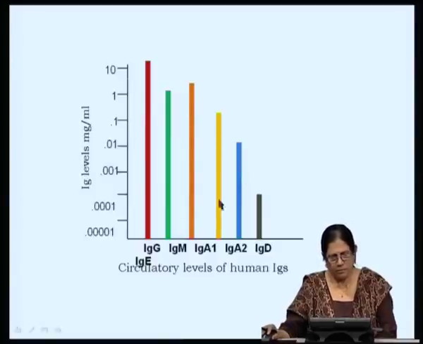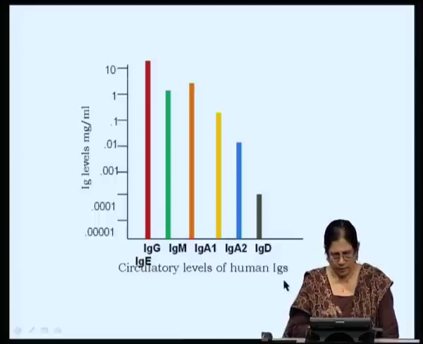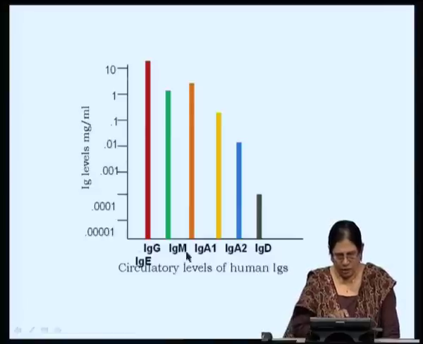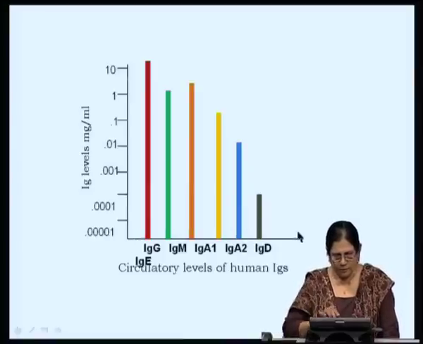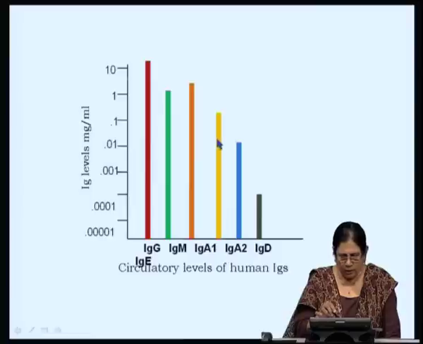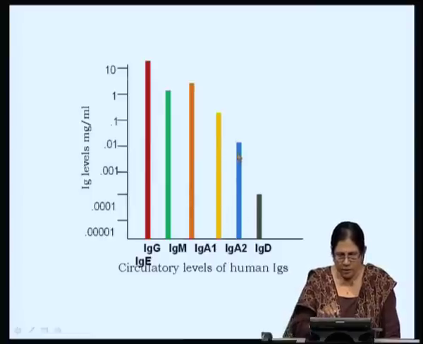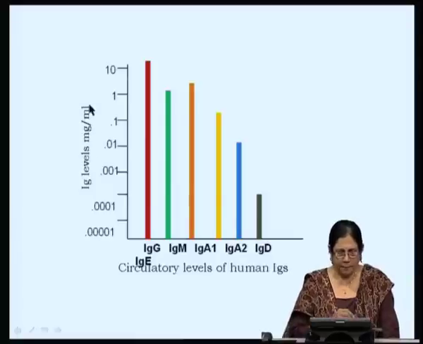Now, this is a graph just to tell you the circulatory levels of human immunoglobulins. There has been a little bit of a shift of the writing here. The x axis has all the immunoglobulins. The first one is IgG, the green is IgM, this is IgA 1, 2, the monomer, the dimer, this is IgD and this is IgE.